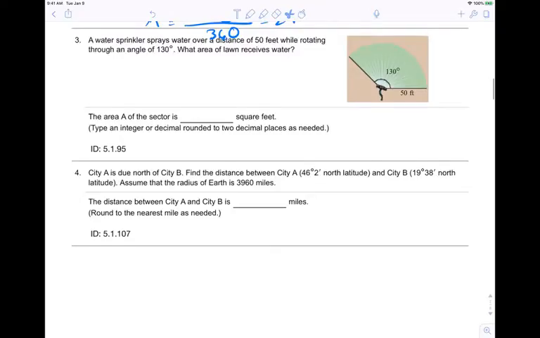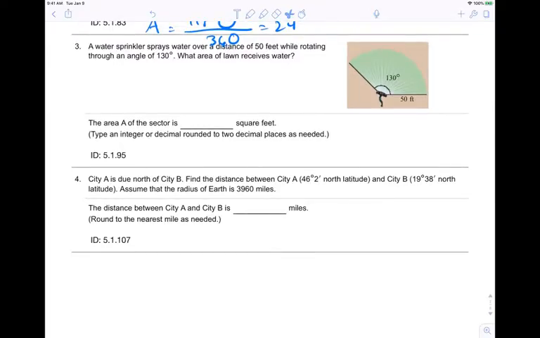This one says, a water sprinkler sprays water over a distance of 50 feet while rotating through an angle of 130 degrees. What area of the lawn receives water? So I think we can use the same formula again, right? So let's look at it again. So say we're doing number 3.